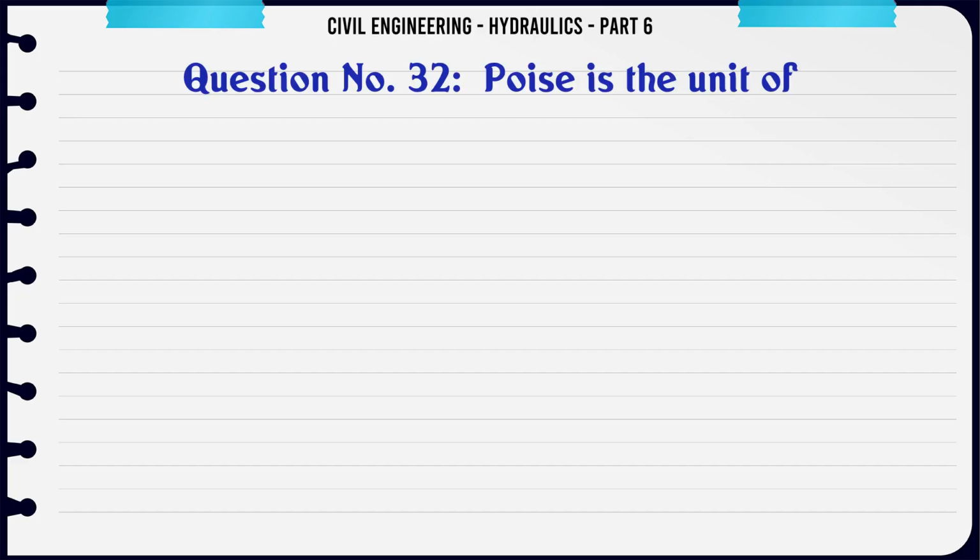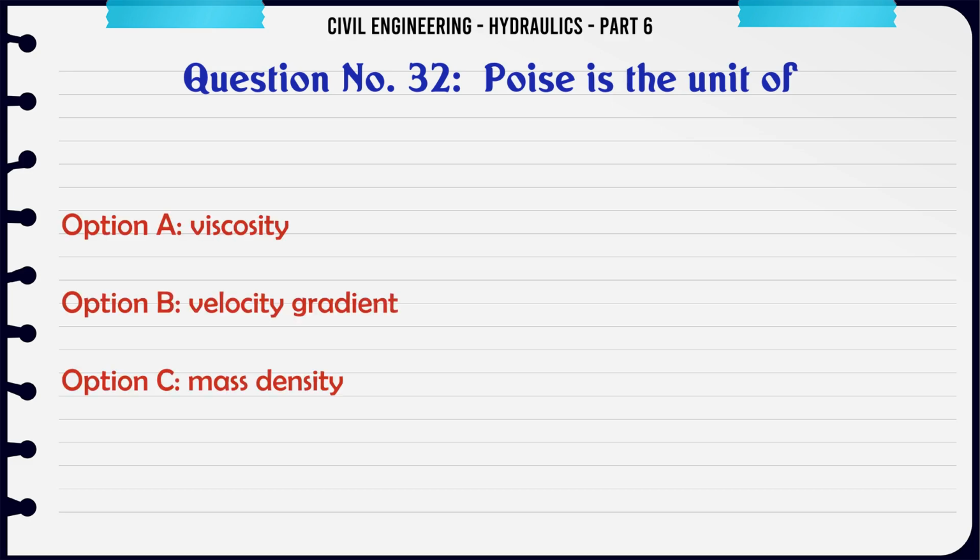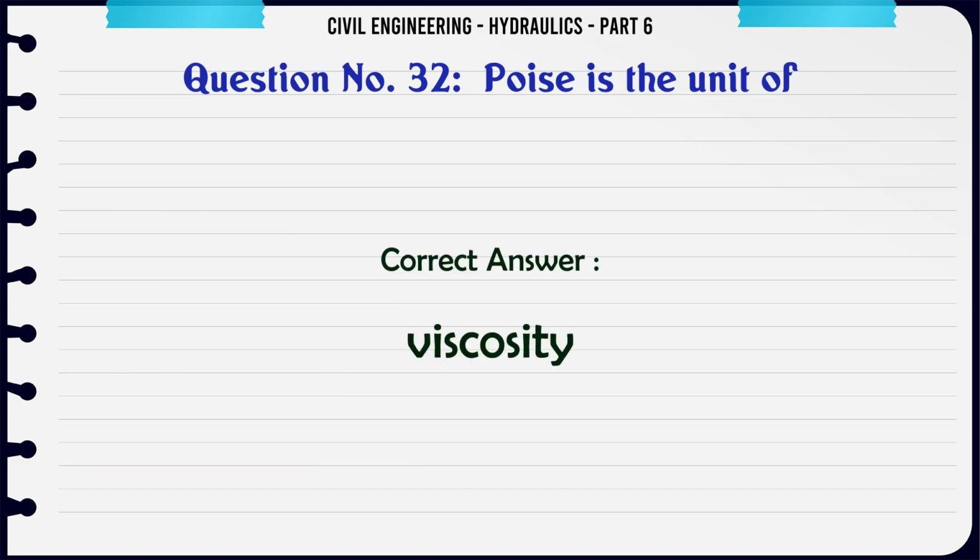Poise is the unit of A. viscosity, B. velocity gradient, C. mass density, D. kinematic viscosity. The correct answer is viscosity.